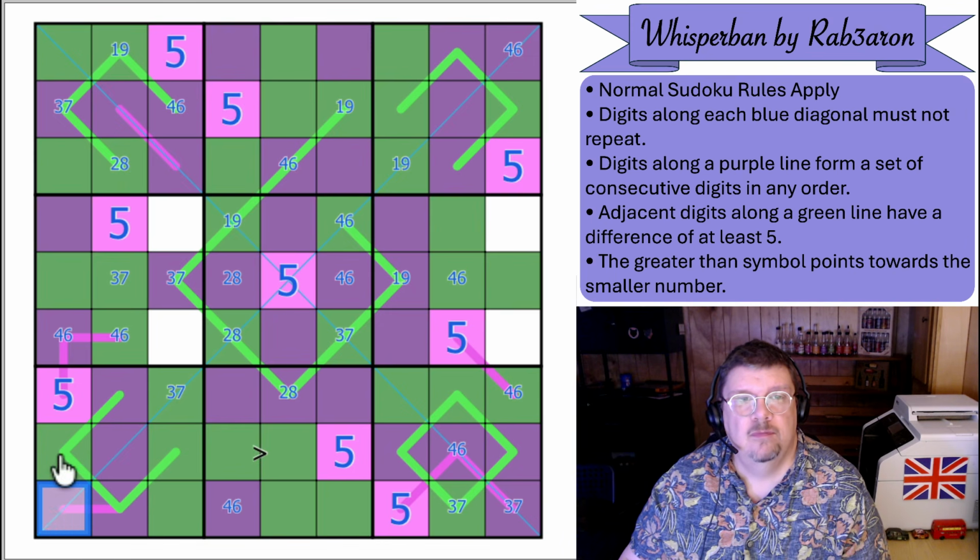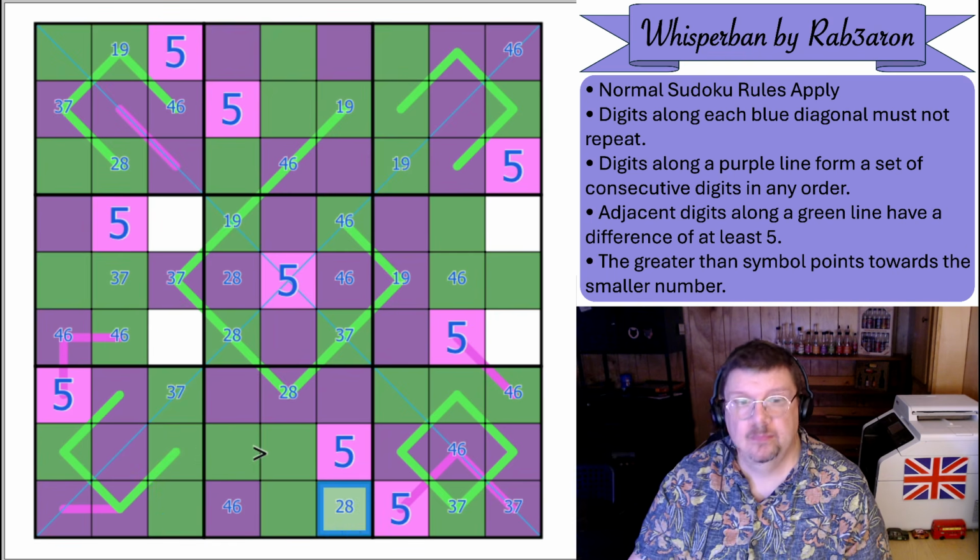The green 4, 6 can't go there. It's in one of those two. That's not helping very much. This is the green 2, 8.